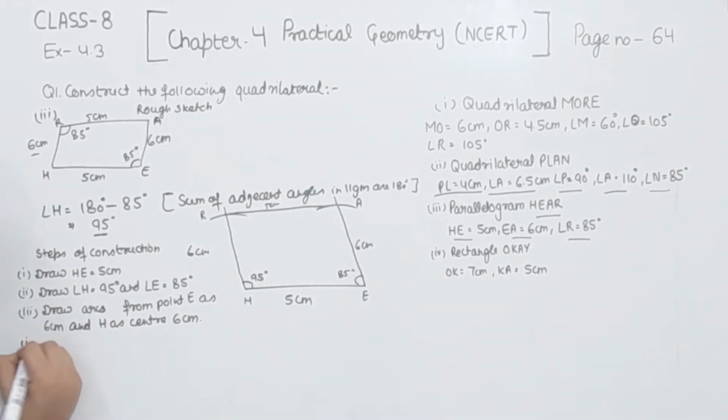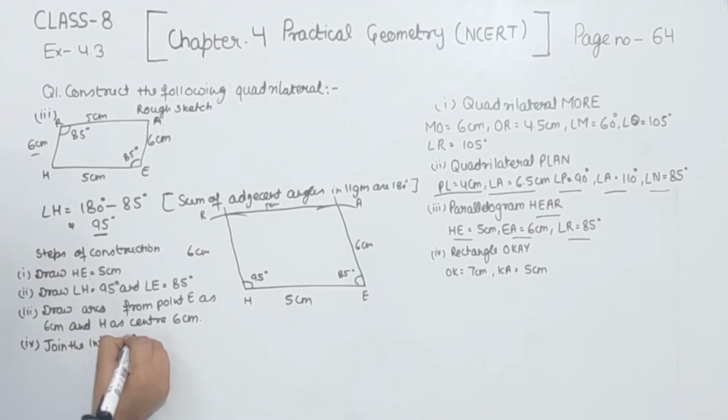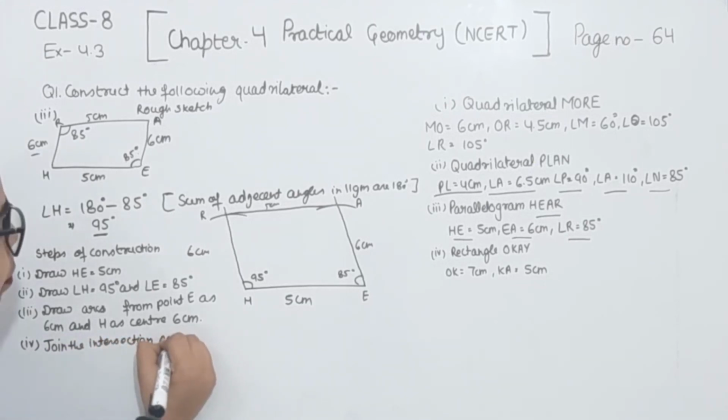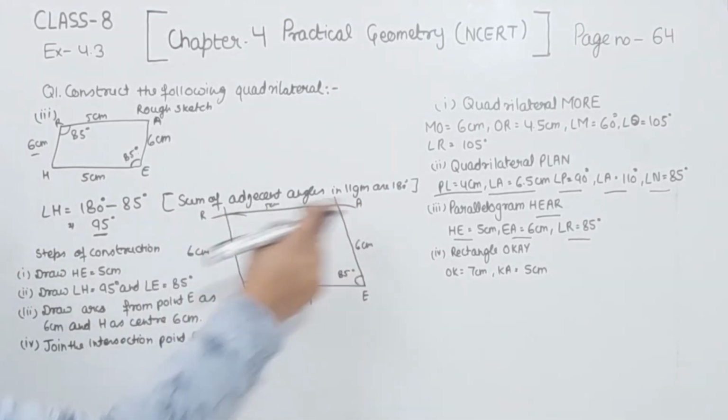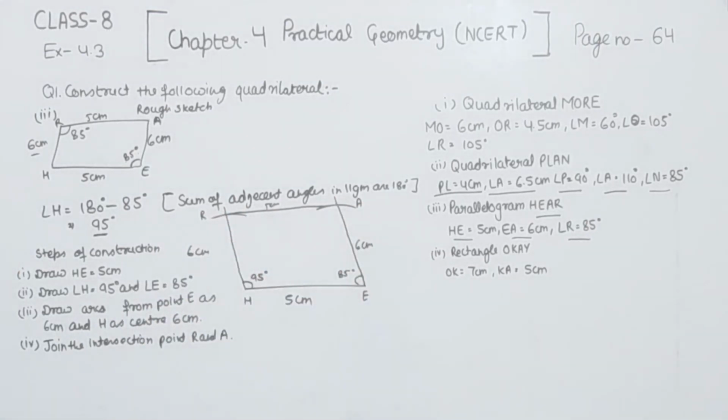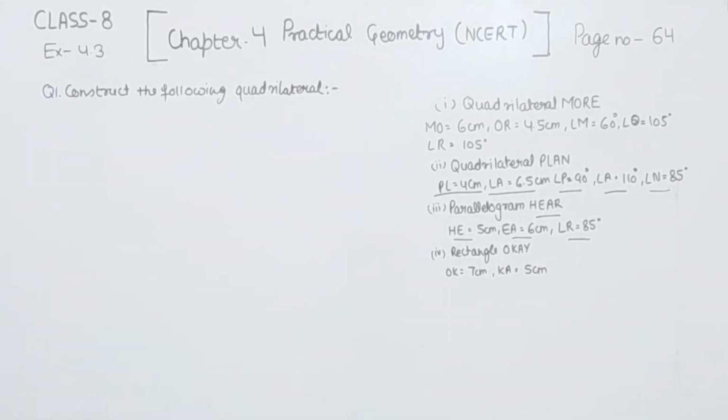Now we are going to join the intersecting points R and A. We are going to join both of them. So this will be the required parallelogram HEAR we are having. This is the part 3 we are having. Now comes to the part 4.